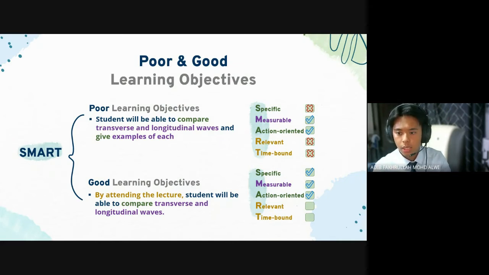So is there any time bound? Yes, by attending the lecture. So this is the time bound for this learning objective. When you have a time bound, it means it is relevant. So it's relevant for student to be able to compare the transverse and longitudinal wave by attending the lecture.